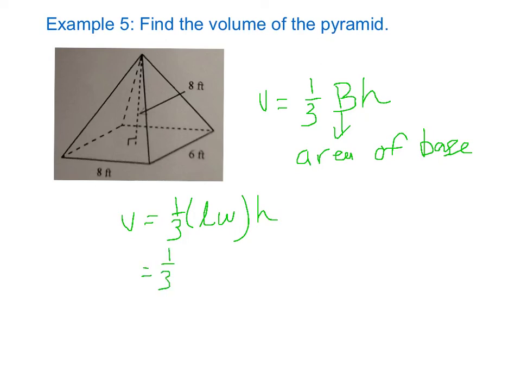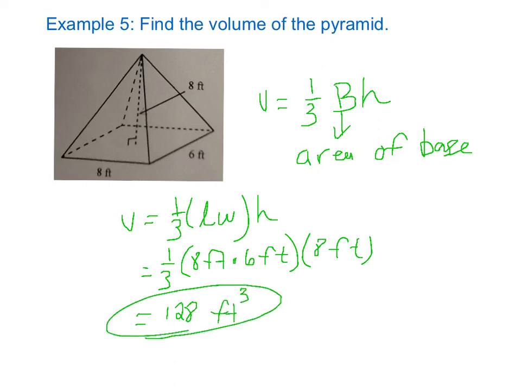So we have 1/3, and then in parentheses we've got 8 feet times 6 feet. And I multiply that by the height of the pyramid, which is 8 feet. And then this gives us 128 feet cubed, or cubic feet.